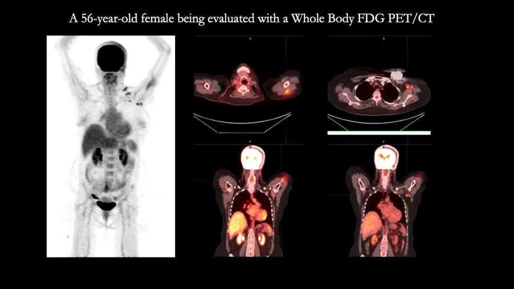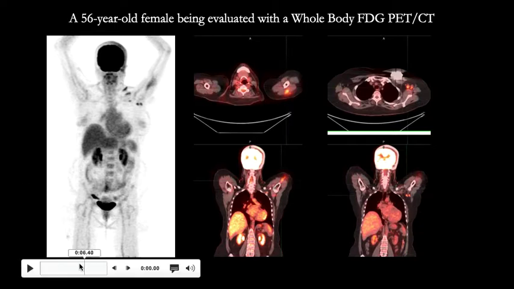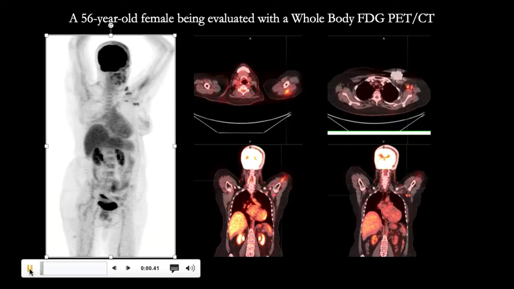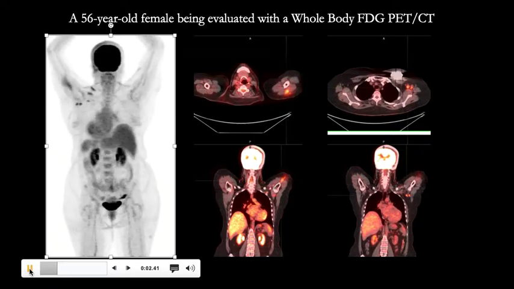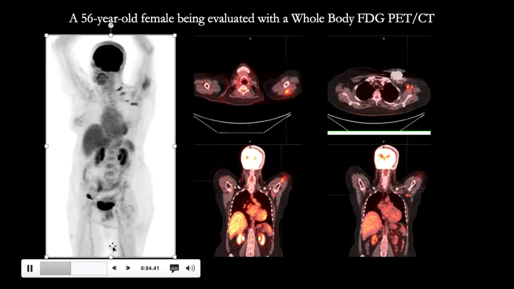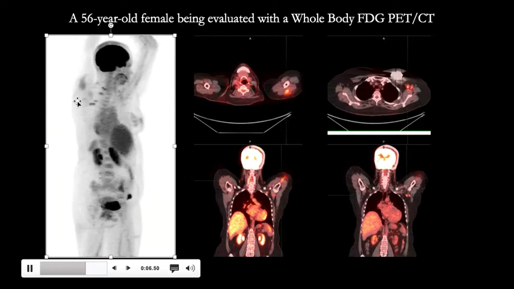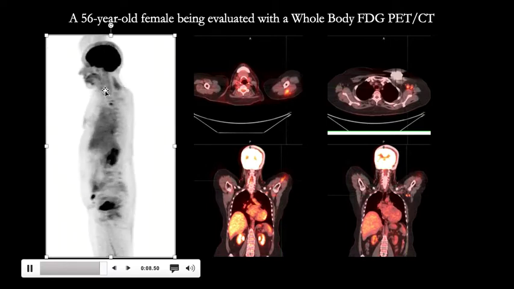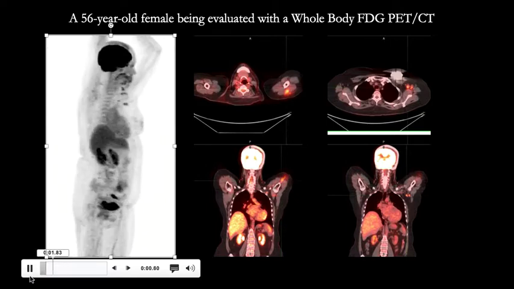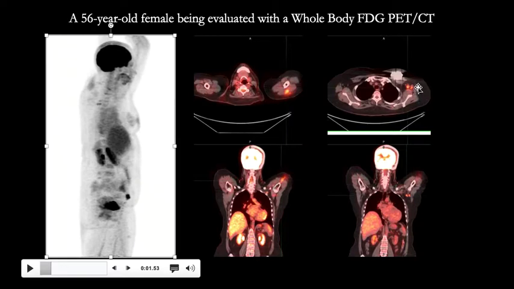Our first case is a 56-year-old female who was being evaluated with a whole body FDG PET-CT. Here's the rotating image, and on the rotating image, we find that there is abnormal uptake in the left axilla and in the region of the left shoulder. These findings correspond to hypermetabolic left axillary lymph node seen here on the transaxial fused PET-CT image and here on the coronal fused PET-CT image.